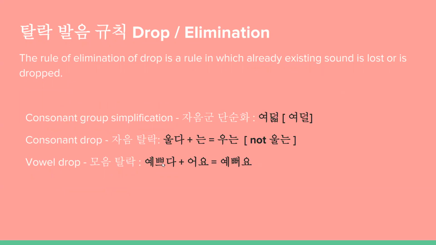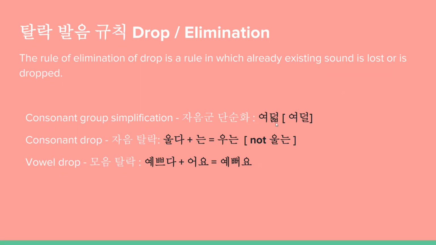And the last one is drop or elimination, 탈락 발음 규칙. It means some kind of sounds are eliminated or dropped, right? The rule of elimination is a rule in which an already existing sound is lost or dropped. So we had one sound in the word, but because of the elimination rule, it disappeared. So there is consonant group simplification. It's called 자음군 단순화. For example, we have the word 여덟, right?